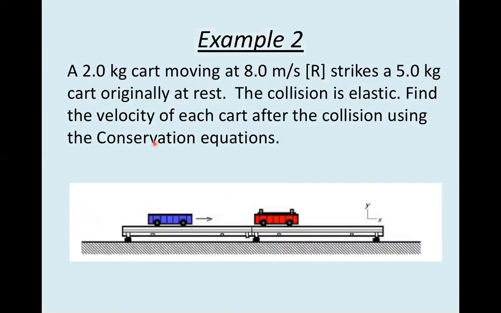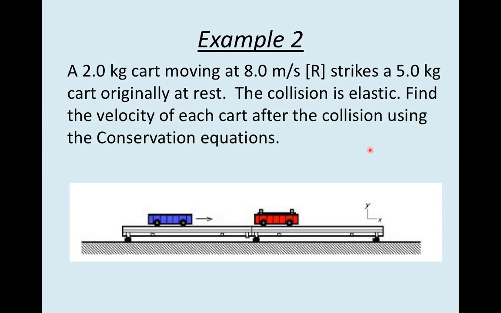Our second example is a two-cart collision. A 2 kilogram cart is moving at 8 meters per second right, and it strikes a 5 kilogram cart originally at rest. The collision is elastic. Find the velocity of each cart after the collision using the conservation equations. If you try the practice problems at the end of this video and you are stuck, page 236, number 1, this is a really good example for you to refer to.